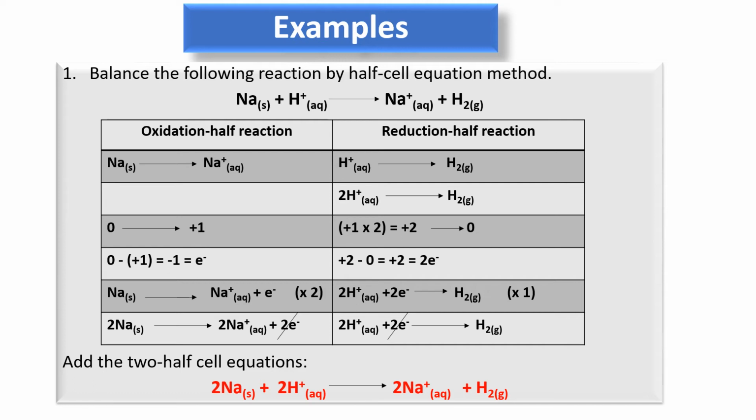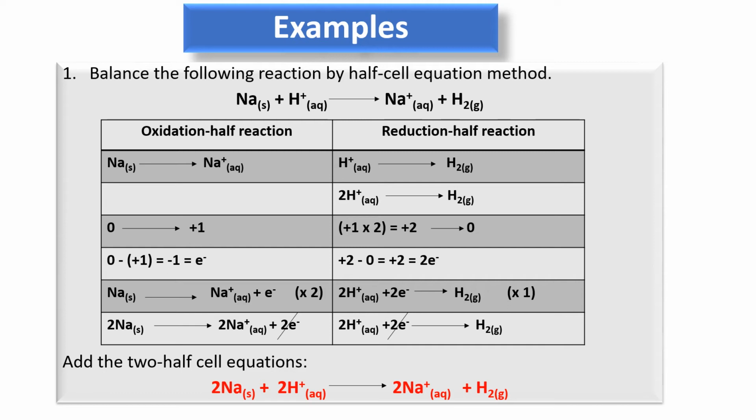Then the next thing is to bring the products. So I took the products of the oxidation, this is 2Na plus, and the products of the reduction, this is H2. And then what do? At this point, you can actually check. So we have this is 0, this is plus 1 times 2, plus 2.